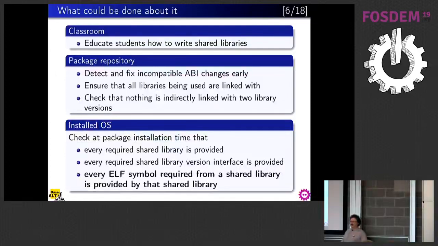The first level of defense is, of course, the classroom. We should educate our students how to write shared libraries properly. But, well, it's not going to happen with all students, I'm afraid. So the second level of defense is our repositories. We should have tooling to detect all these ABI incompatibilities as early as possible.